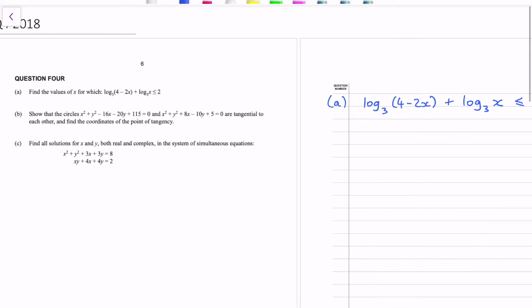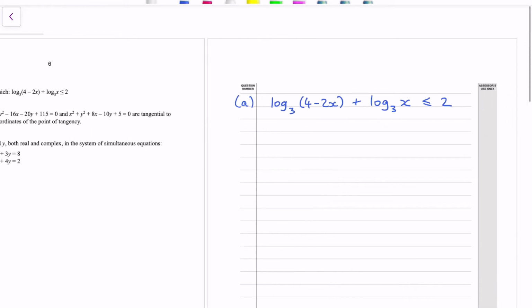So this question says find the values of x. It's implied that we're looking for real values. So for them to be real values, these two arguments have to be positive. So we know that 4 minus 2x is greater than 0 and x is greater than 0. That automatically tells us that x has to be between 0 and 2. It can't be anything else. If it is, then the log expressions are not defined.